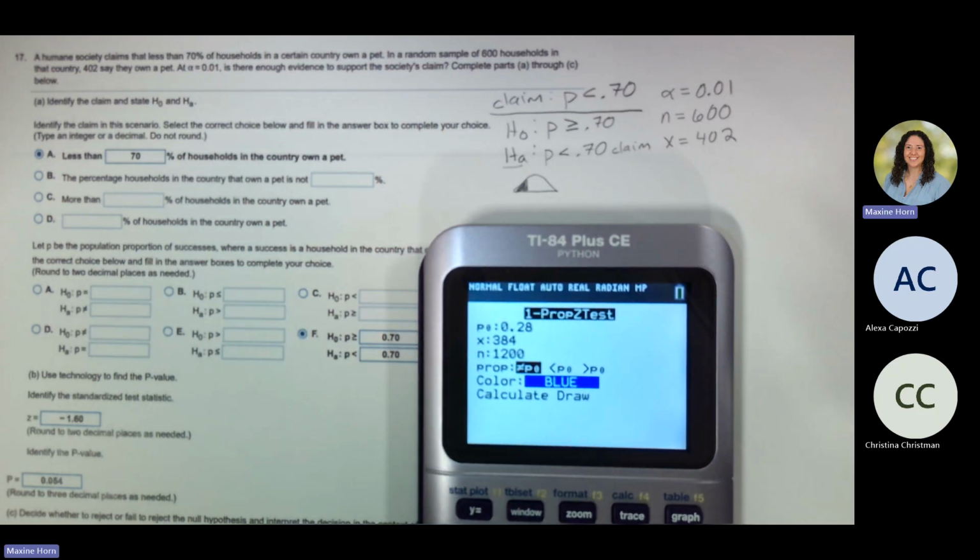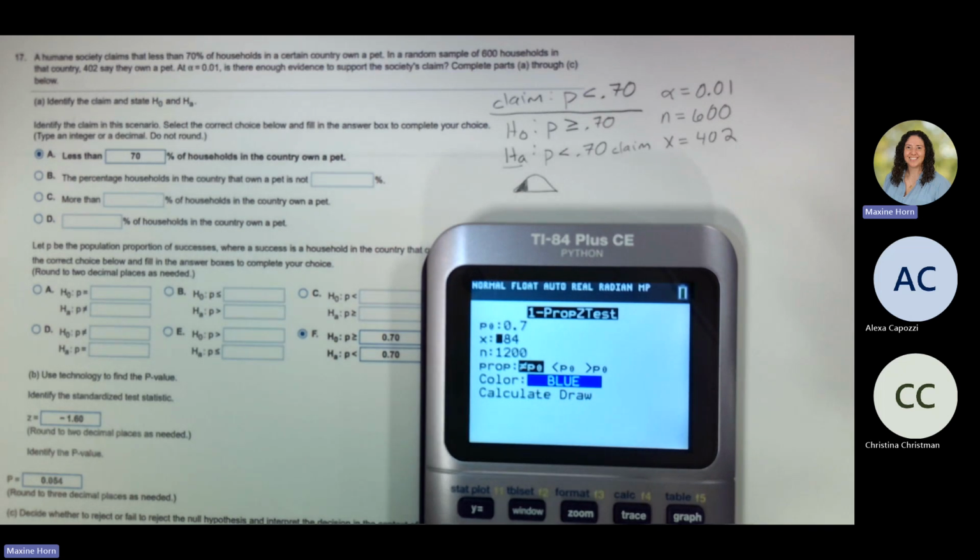And we're going to plug in what we have. So our null hypothesis, we have 0.7. Our x is 402. Our n is 600. And the symbol associated with our alternative hypothesis is less than. So we're going to arrow over to that and then calculate.